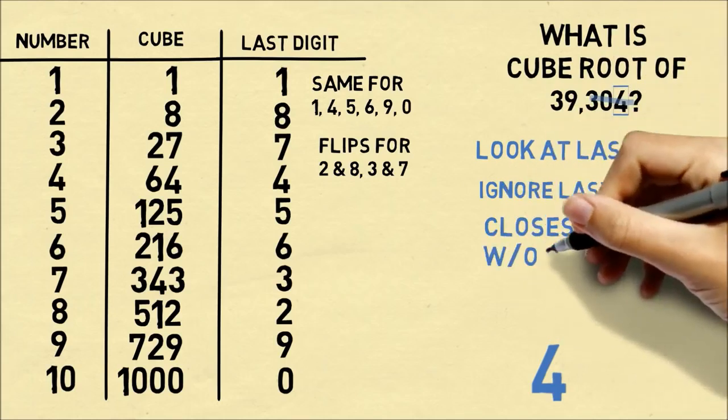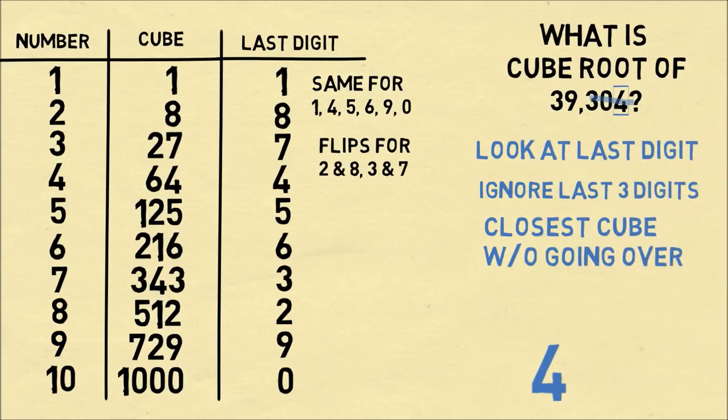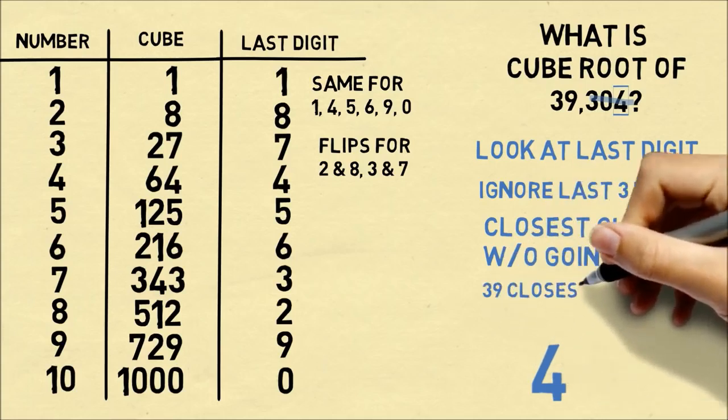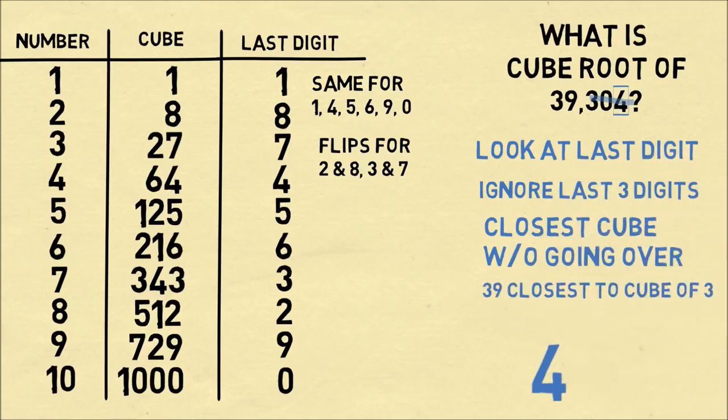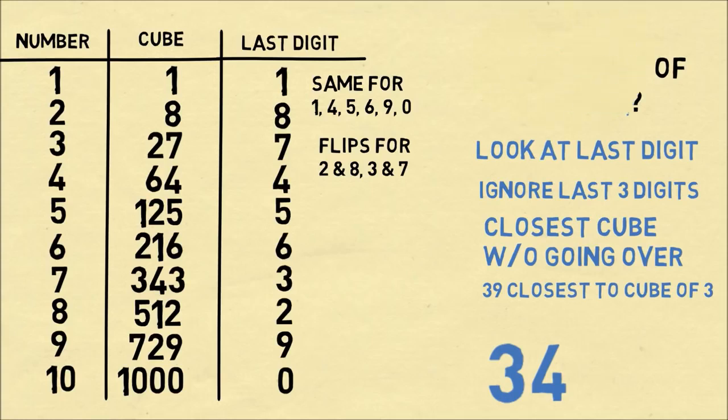And now we want to find the closest cube without going over. So 39 is between 27 and 64, so it's actually closest to 27 without going over, which means it's closest to the cube of 3. And that gives us the other part of our answer, which is 3. So here we have it. We put the numbers together, and 34 is the cube root of 39,304.